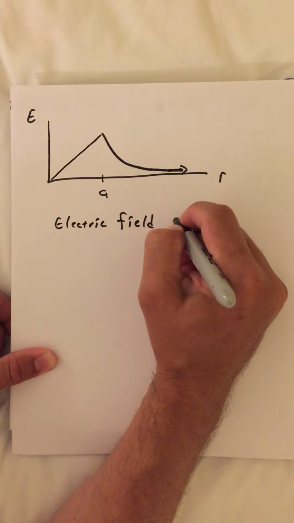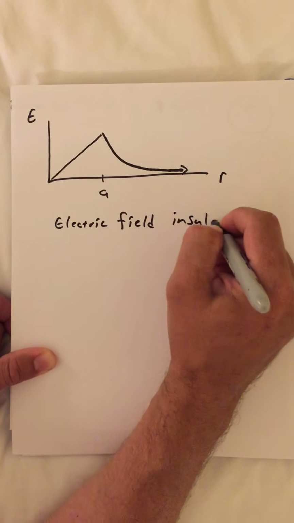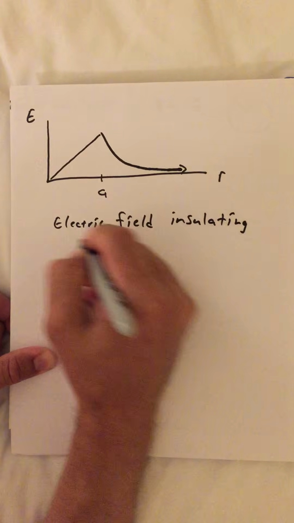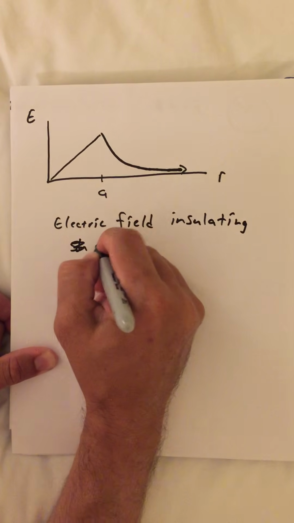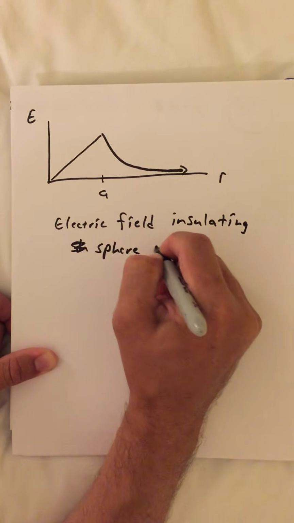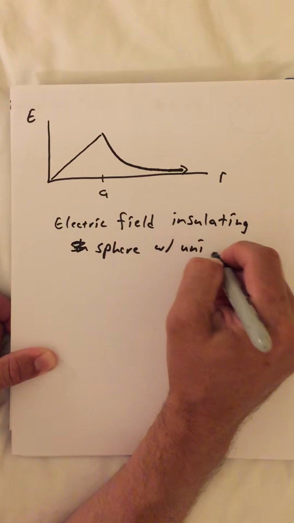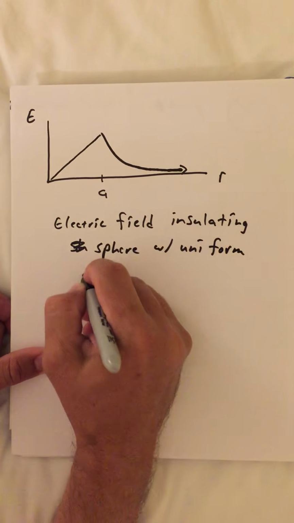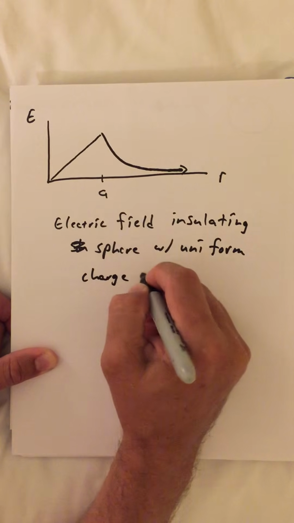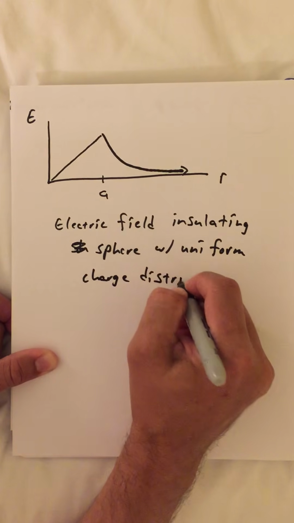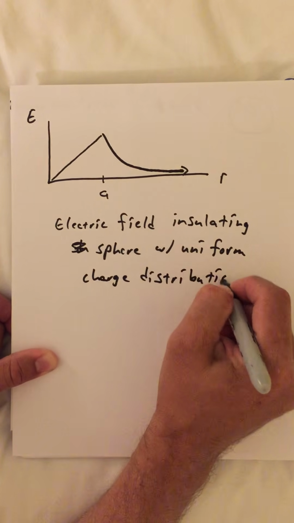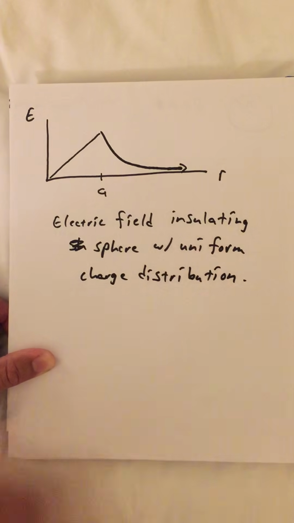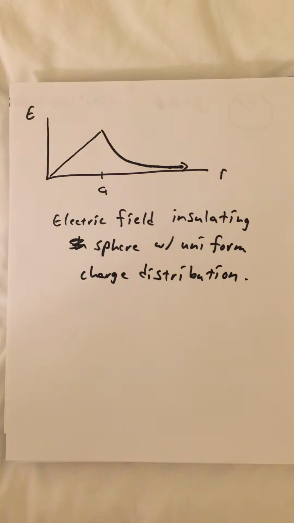Right? So this result we see is for the electric field everywhere for an insulating sphere with a uniform charge distribution. The electric field everywhere for an insulating sphere with a uniform charge distribution.